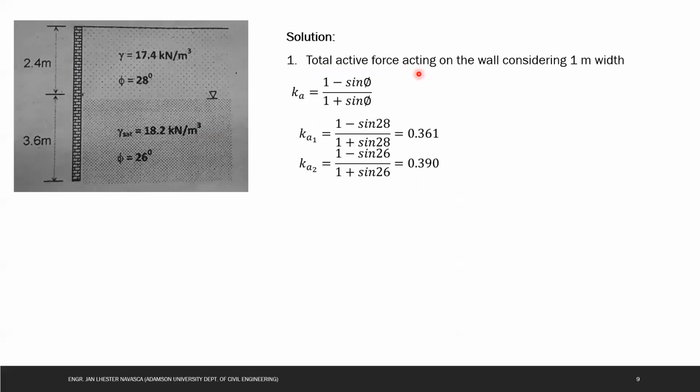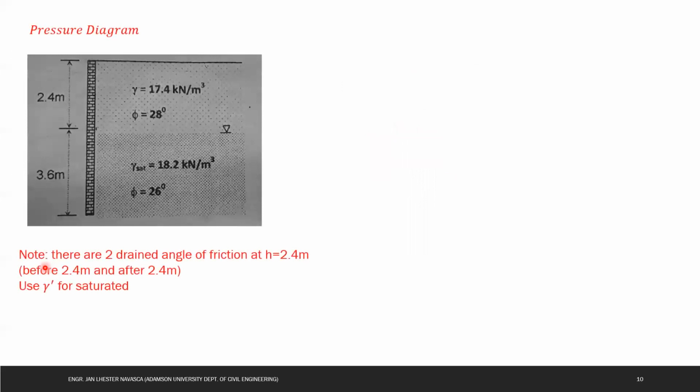coefficient of lateral pressure. Your K sub A sub 1, which is the coefficient of lateral pressure at the top soil. So using this angle 28 degrees, you have this 0.361. And for the bottom soil, you have this 0.39. Okay. So again, there are 2 drained angles of friction at h equals 2.4 meters.